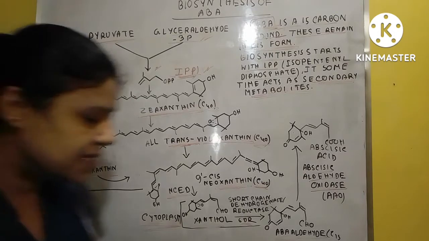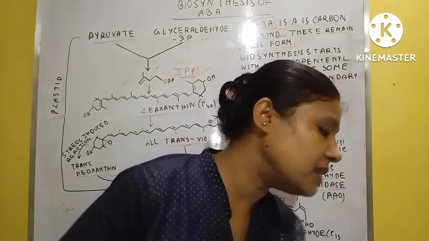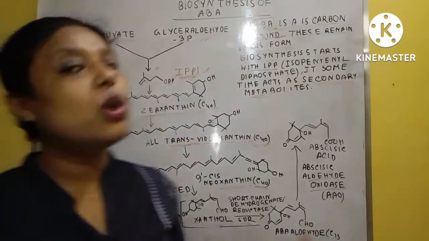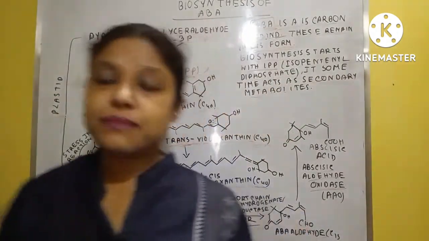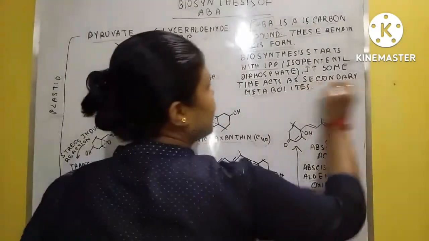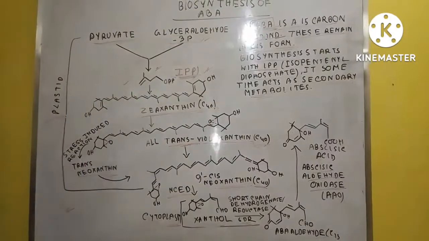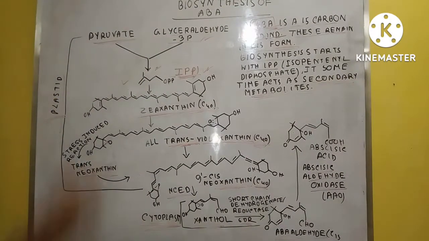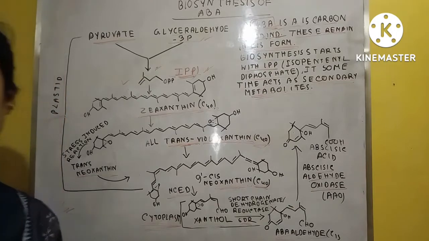So what we learn here is that abscisic acid is not only a plant hormone, it sometimes acts as a secondary metabolite. Now we learn what the actual role or function of the ABA is.